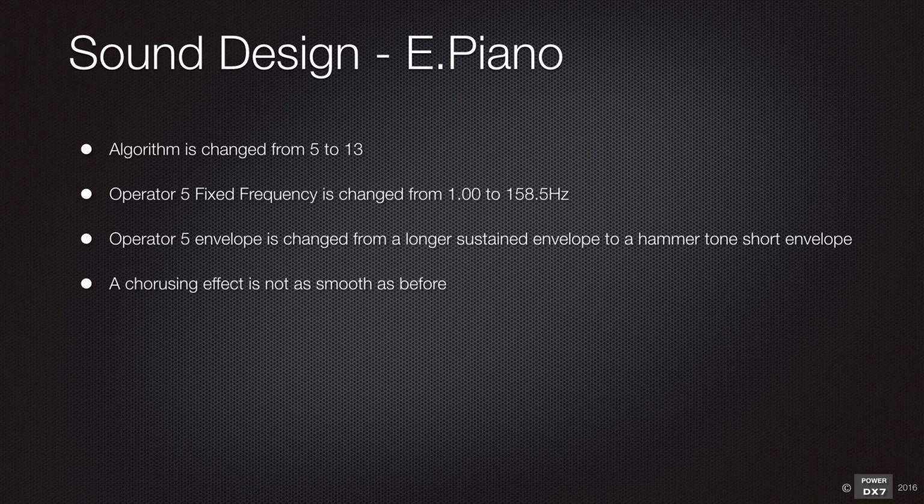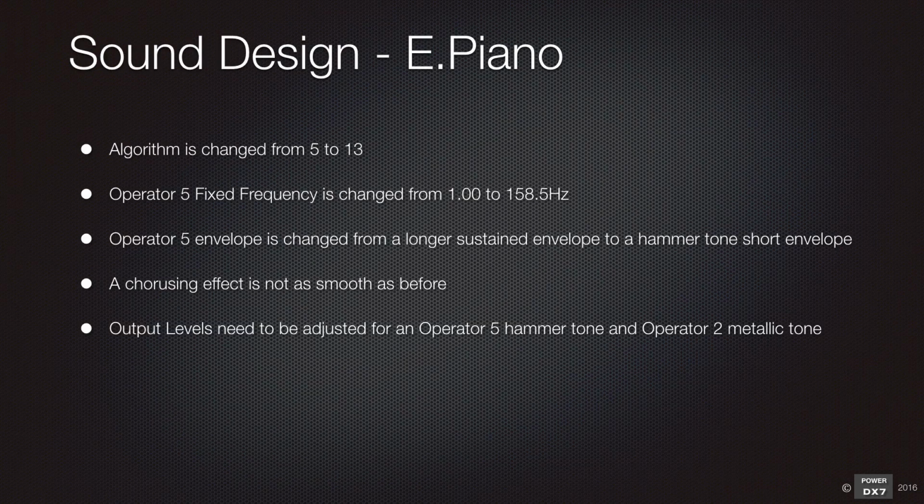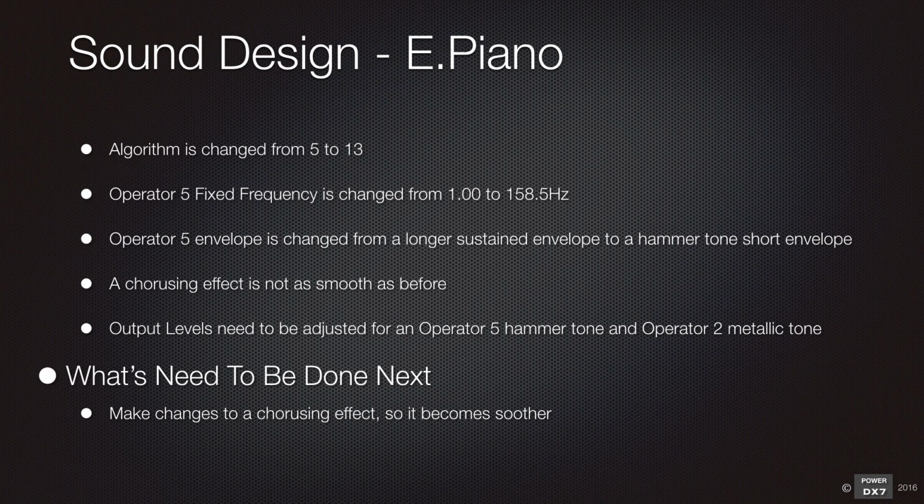If we press a key, the chorusing effect is not as smooth as before. Output level needs to be adjusted for an operator 5 hammer tone and operator 2 metallic tone. So, what do we need to do? We need to make changes to the chorusing effect so it becomes smoother. We need to adjust output levels to make the sound sharper and solid.